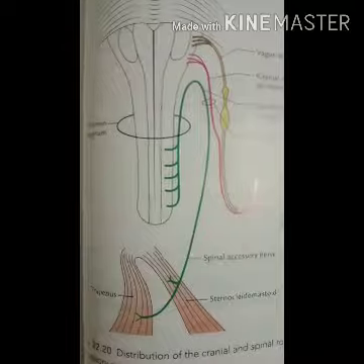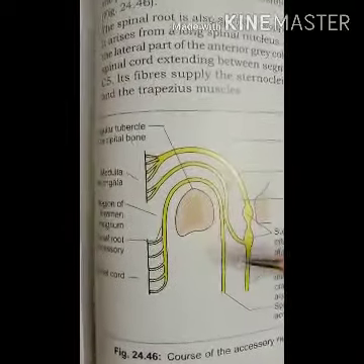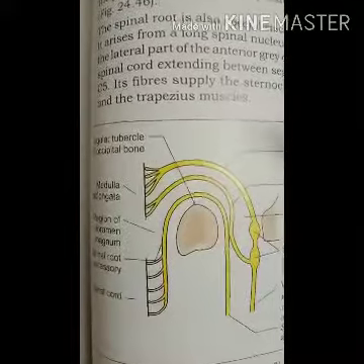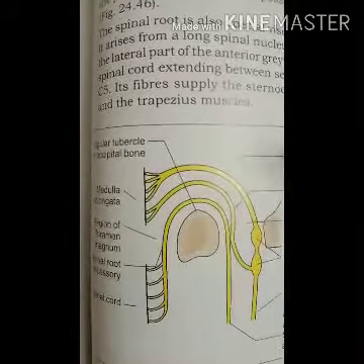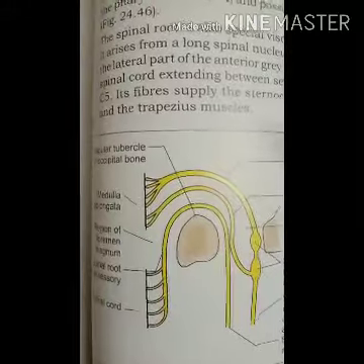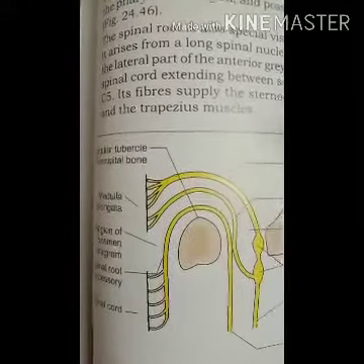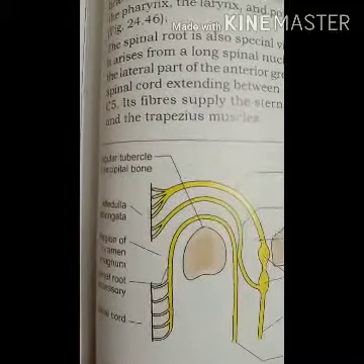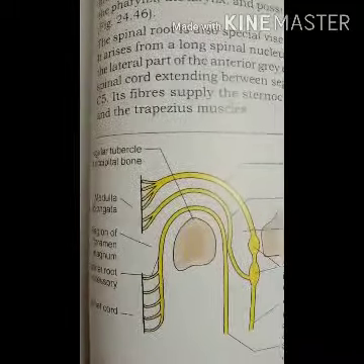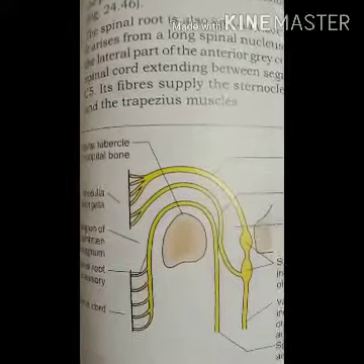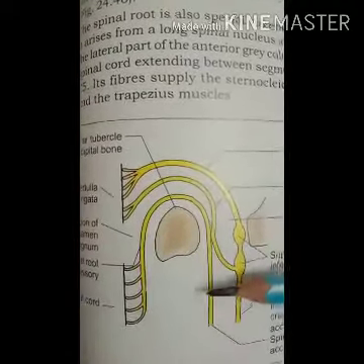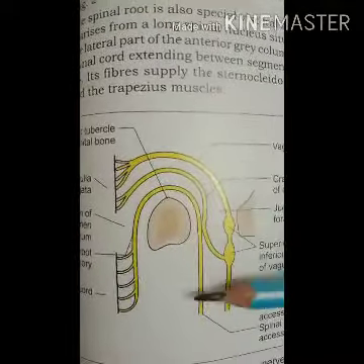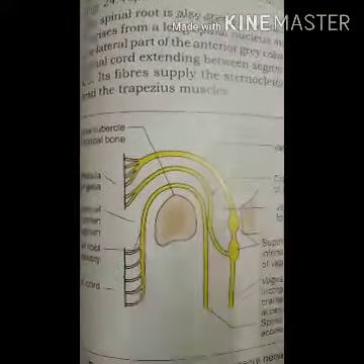The next clinical point is the clinical testing of the spinal accessory nerve. The sternocleidomastoid muscle is tested by asking the patient to turn his face to the opposite side against resistance. Then the trapezius muscle can be tested by asking the patient to shrug his shoulder against resistance. This is the clinical testing of the spinal accessory nerve that should be done.